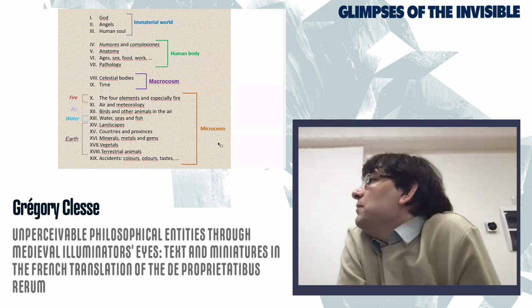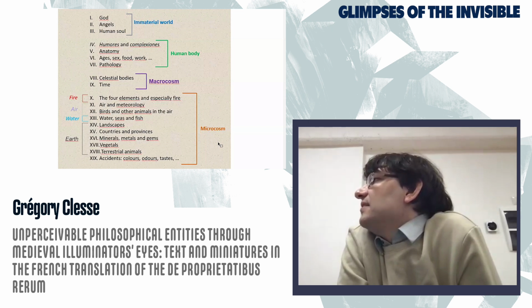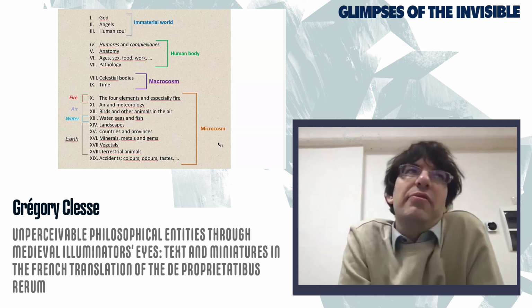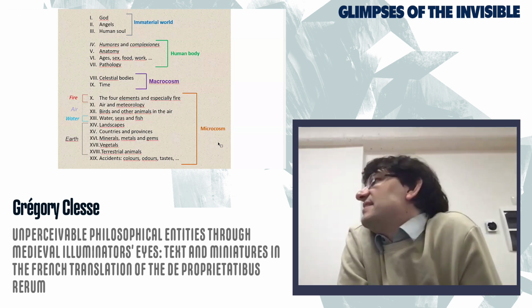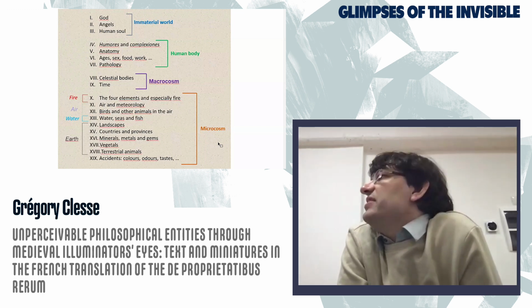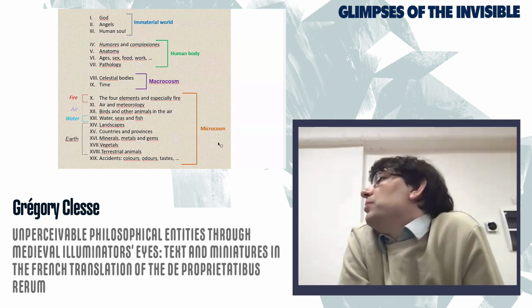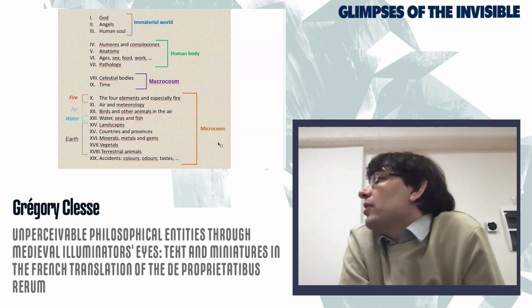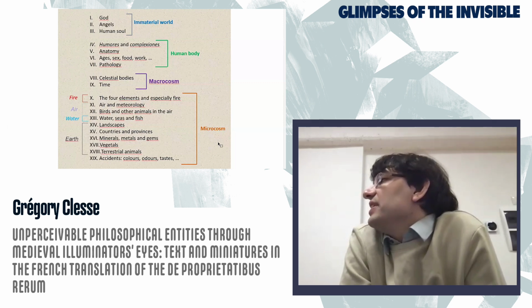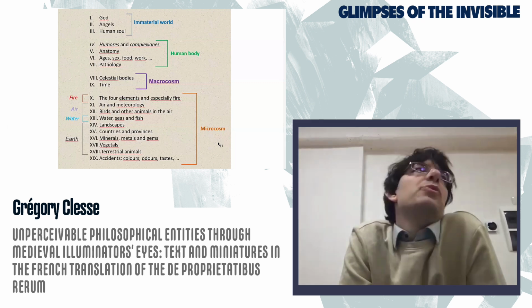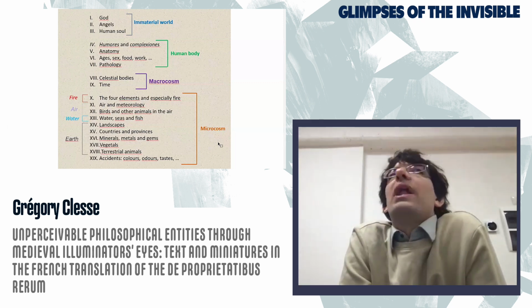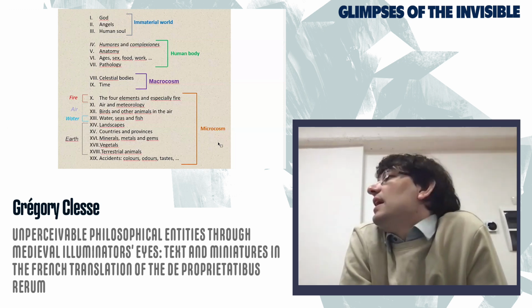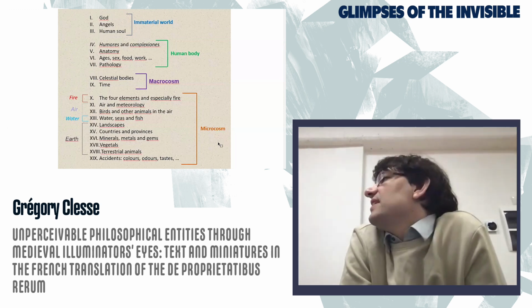And what will maybe be more interesting for us today is the 10th book on matter and form, and then the four elements. It starts with fire, and then it continues with the properties of air, with birds, meteorology, with the properties of water, with the seas, and the properties of the earth with landscapes, countries, and geography, minerals, and vegetals and terrestrial animals. And then a last section, which is a bit unusual, about the accidents, so how colors happen to be in the world, how odors, tastes, and so on.